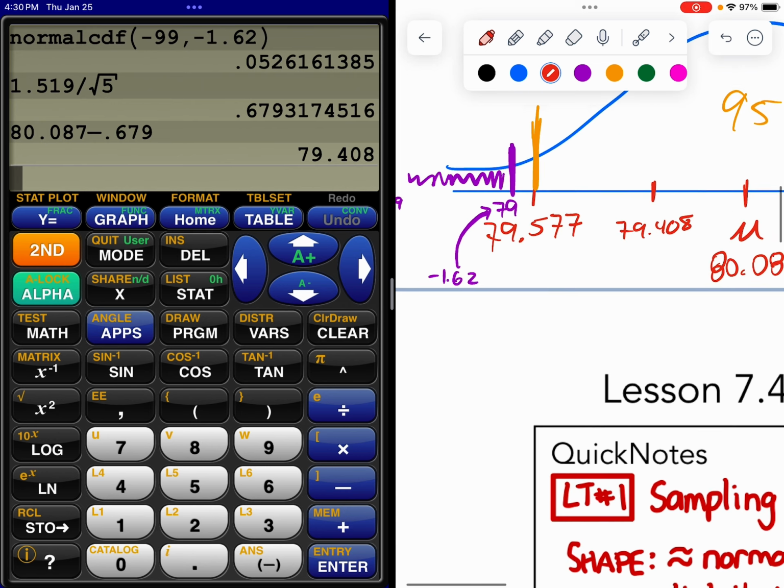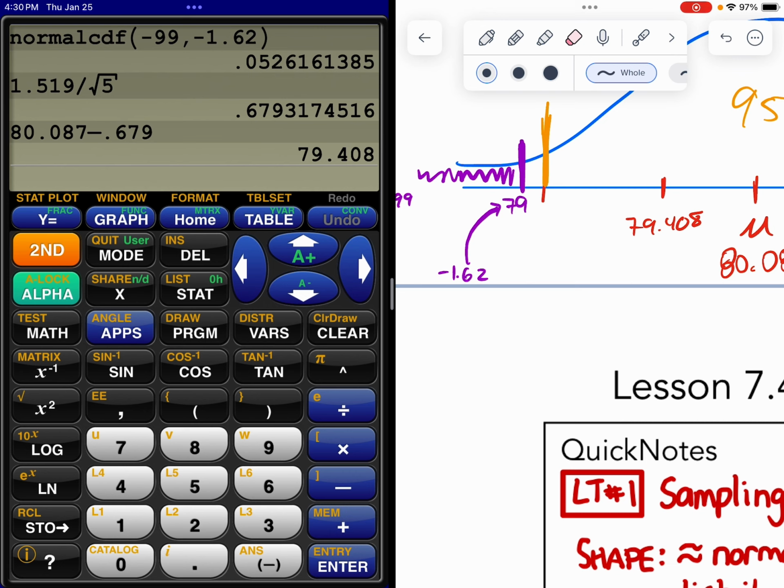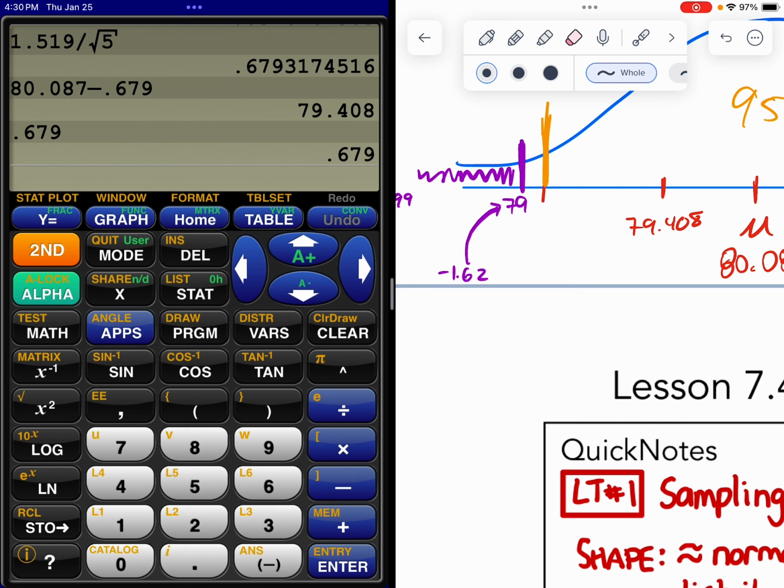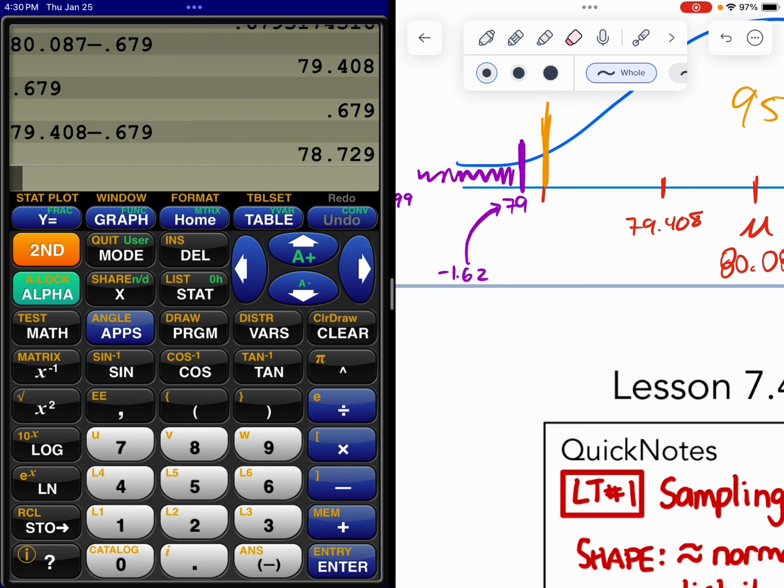So this one was actually 79.408. And this one, 0.679 more, was 79.408 minus 0.679. This one was 78.729. So I guess that makes more sense. It moves my purple line over a little bit, right? This purple line would be like over here, which increases my purple to there. So that does make more sense.